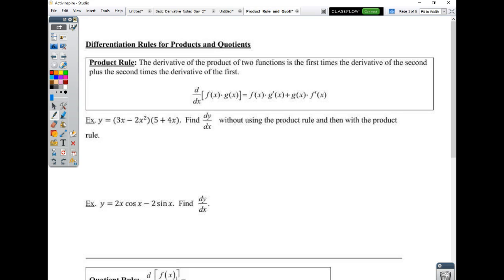I know it's going to be very tempting to memorize this as fg prime plus gf prime. That's fine on the product rule. In a second, we're going to get to the quotient rule. I'm going to show you why that could be a flaw here in just a second. But let's use the product rule to answer this question.